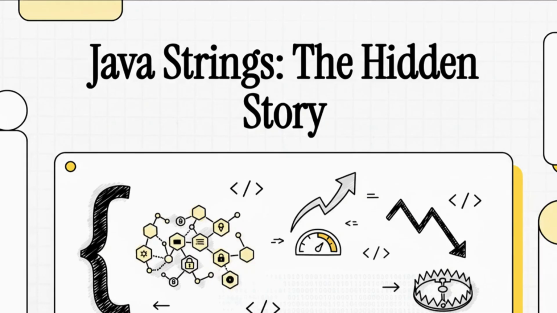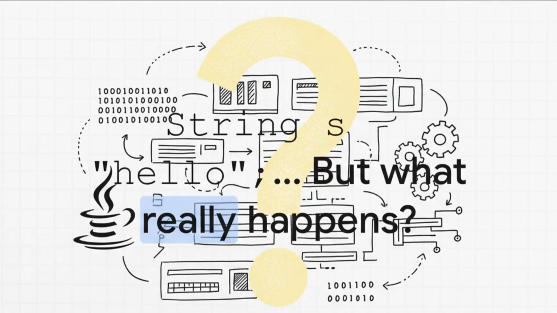Today, we're going to pull back that curtain. We're diving deep into what every professional developer really needs to know about Java strings. Let's get into it. Think about it. You've probably typed this line or something like it thousands of times. String s = "hello". It's muscle memory.